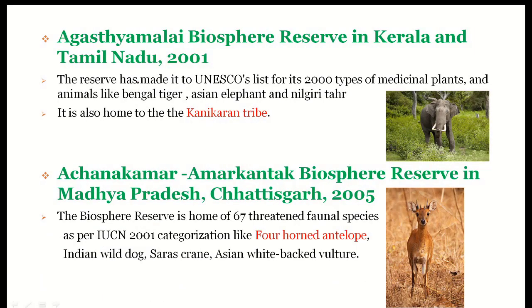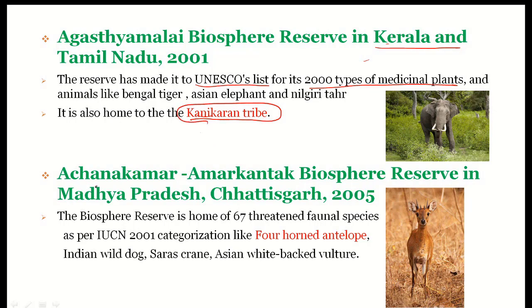So next is Agasthyamalai Biosphere Reserve, which is in Kerala and Tamil Nadu, between Kerala and Tamil Nadu. It is a UNESCO World Heritage Site too. You can see 2000 types of medicinal plants within this Biosphere Reserve, and it's a home for the Kani tribe.